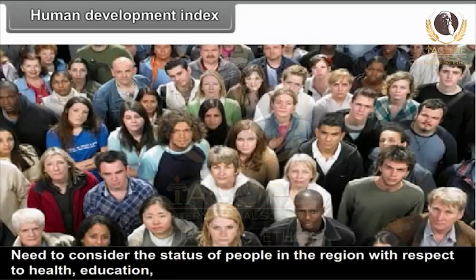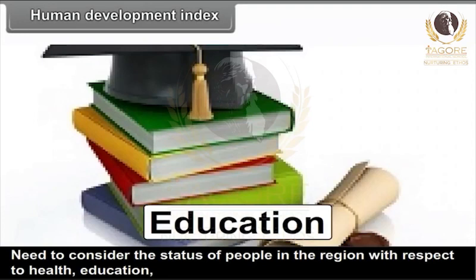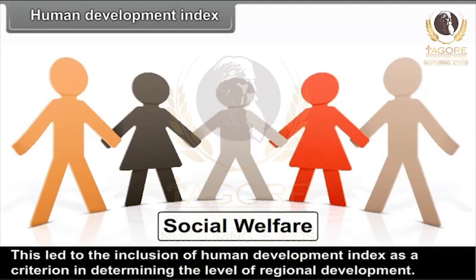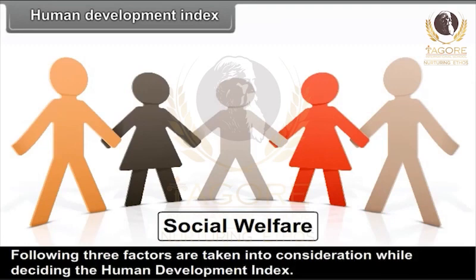The need to consider the status of people in a region with respect to health, education, and social welfare, along with their standard of living, became stronger over a period of time. This led to the inclusion of the Human Development Index as a criterion in determining the level of regional development. The following three factors are taken into consideration while deciding the Human Development Index.